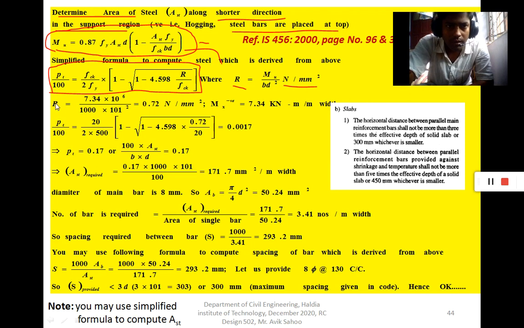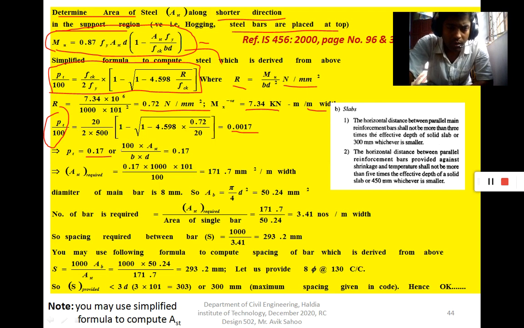So we calculate R, which is 0.72 Newton per millimeter square. Mx, the negative shorter direction maximum support moment, is how much? 7.34 kilonewton meter per meter width. Now all the values are known. So we put all values in, and we get Pt by 100 as 0.0017, and Pt is 0.17.